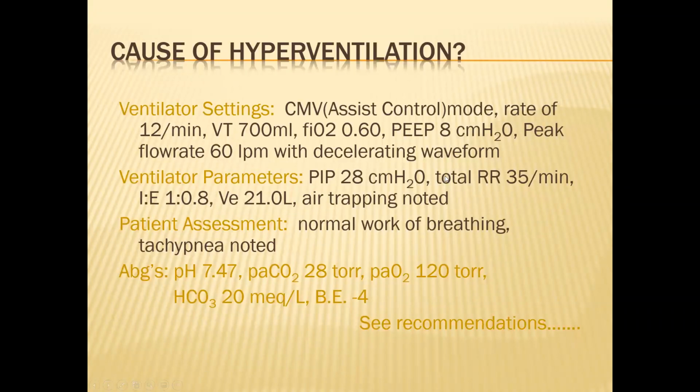What is the cause of hyperventilation? We have a patient in CMV, which is assist control volume control. Their rate is 12 breaths per minute, tidal volume 700 ml, FiO2 is 0.6, the PEEP is 8. Peak flow rate 60 liters per minute with decelerating waveform. Is that a good peak flow rate for patients with volume control? 50 to 60 liters per minute for a peak flow with adult ventilators.